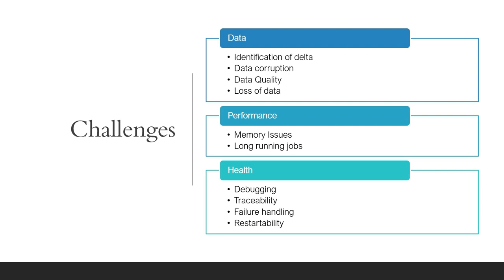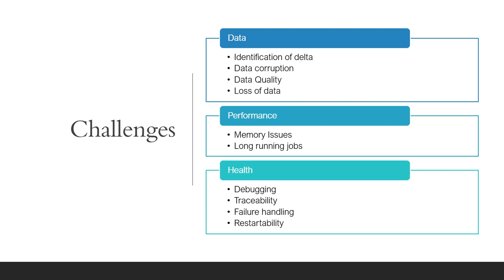Second is performance. Of course, while we design these data pipelines, there are memory issues, where memory is not sufficient because we are talking about huge amounts of data and joins and transformations on them. There can be long running jobs. Now that can be because of the performance of the cluster, it can be because of the configuration of the cluster, or it can be because of the way we have written our queries, the kind of joins we are doing. Maybe they are not efficient. So all of these things will cause performance problems.